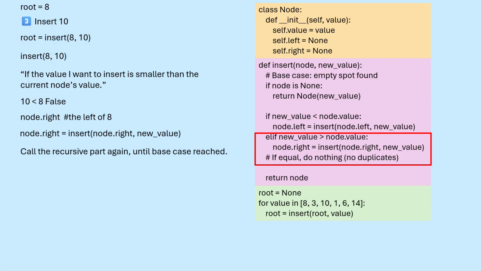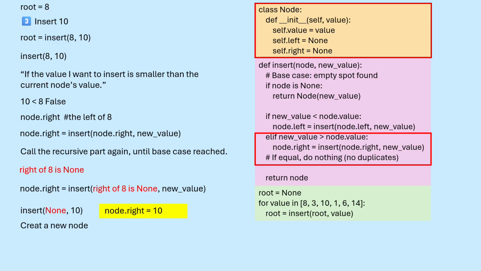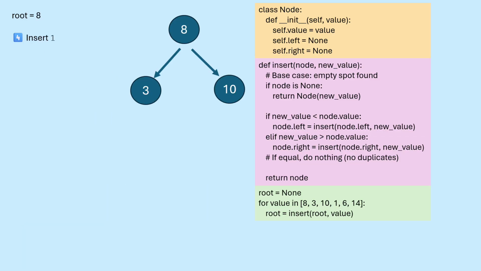So if that is the case, remember we're going to actually call the recursive function again, so the call stack. The right of 8 is none. Because the right of 8 is none, we're going to now look at the right of 8 and we want to insert the number 10. So we're going to create a new node. Okay, and the new node 10 is then inserted to the right of 8. Left of 10 is none, right of 10 is none. Right, so that's what it will look like in our first 3 numbers. So 8, 3, and 10.